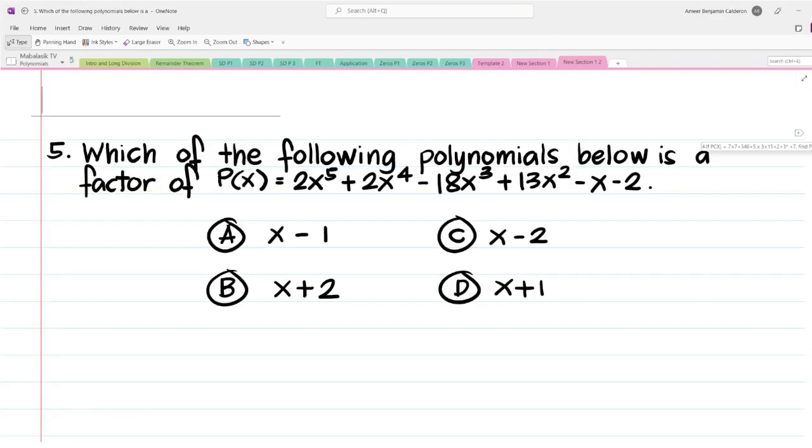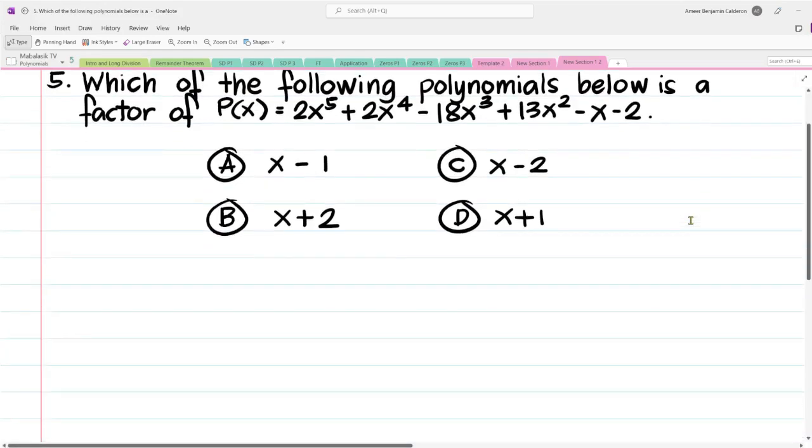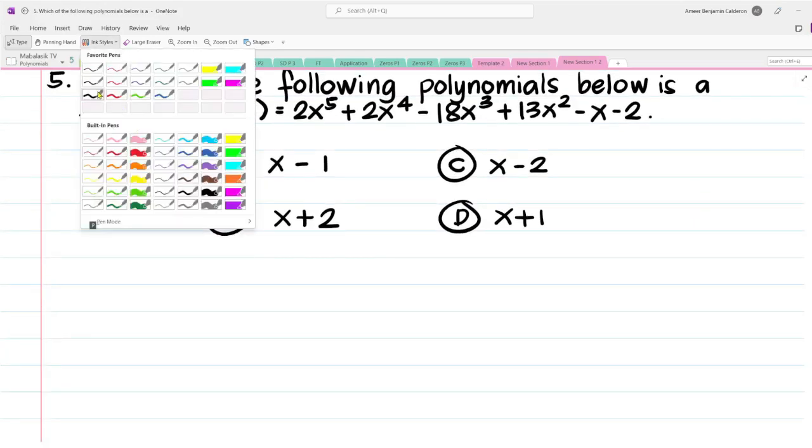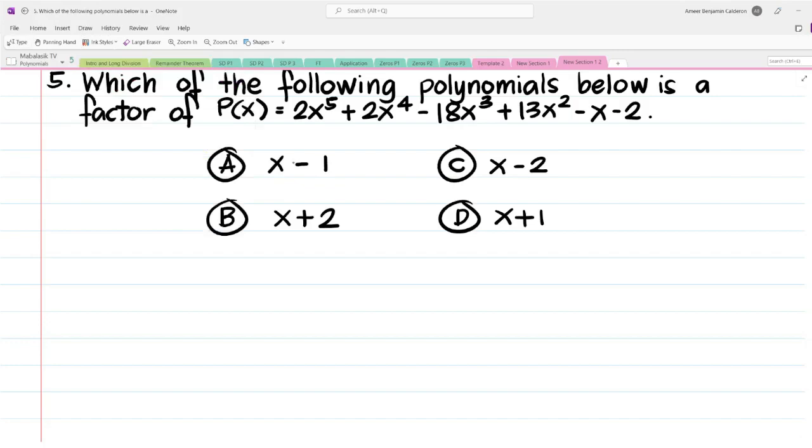Let's move on to number 5. Which of the following polynomials below is a factor of 2x to the 5th plus 2x to the 4th minus 18x cubed plus 13x squared minus x minus 2? So what we want to do is to find out whether or not we have a zero remainder when our given polynomial is divided by the choices.